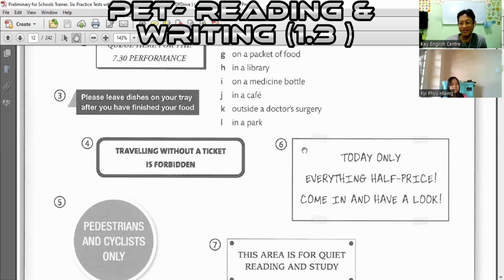Do not use mobile phone and speak quietly. Keep quiet. Do not speak aloud. Don't shout aloud. Okay, yeah.